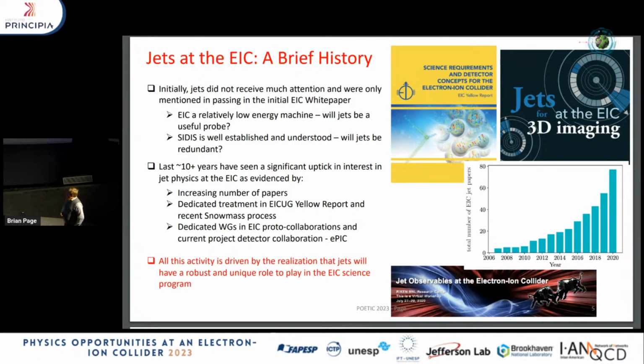So just a real brief history. Of course, jets were kind of an afterthought originally when the science case for the EIC was being developed. Initially, there wasn't much work on it. They were mentioned in passing in the white paper. And there was kind of an attitude of, well, the EIC is going to be a relatively low energy machine. Will jets even make sense to measure?